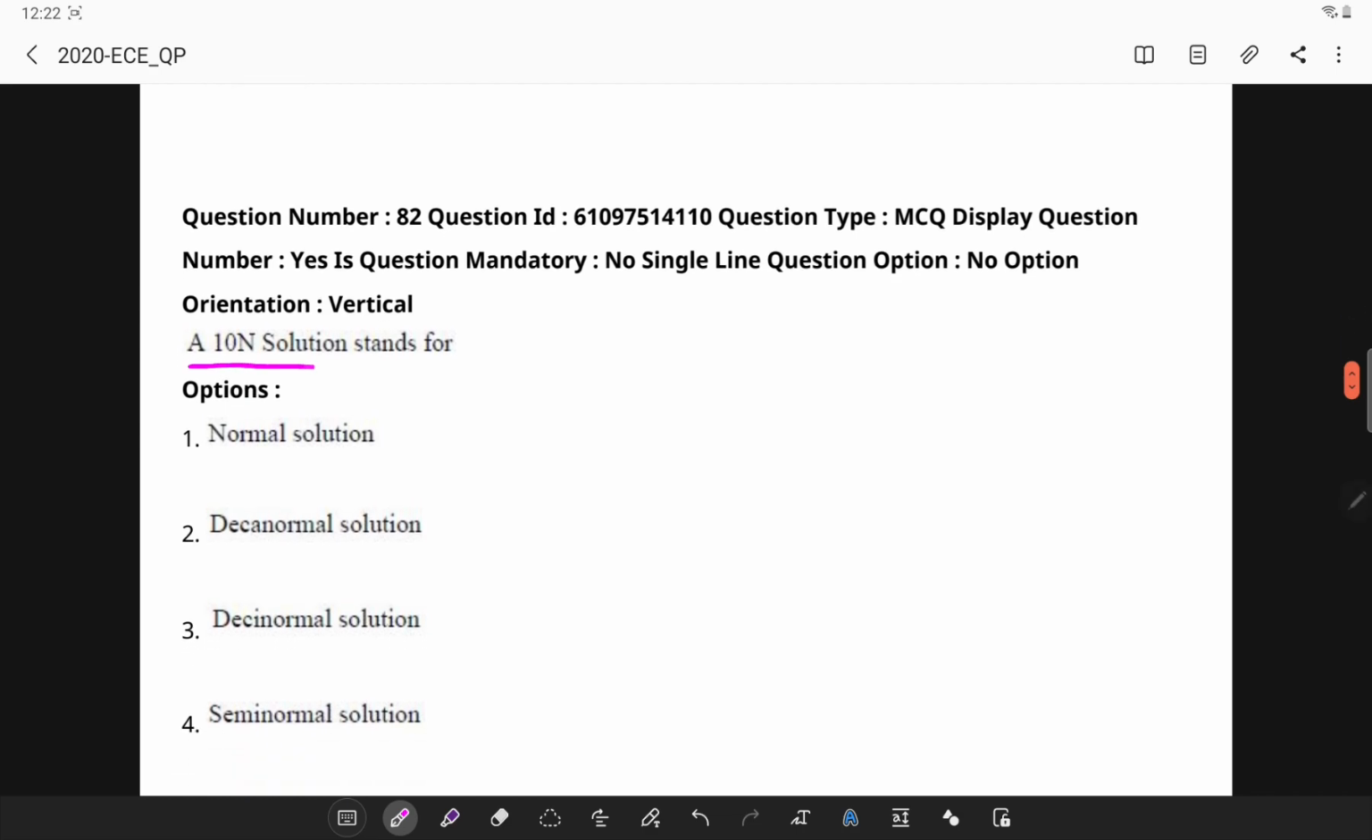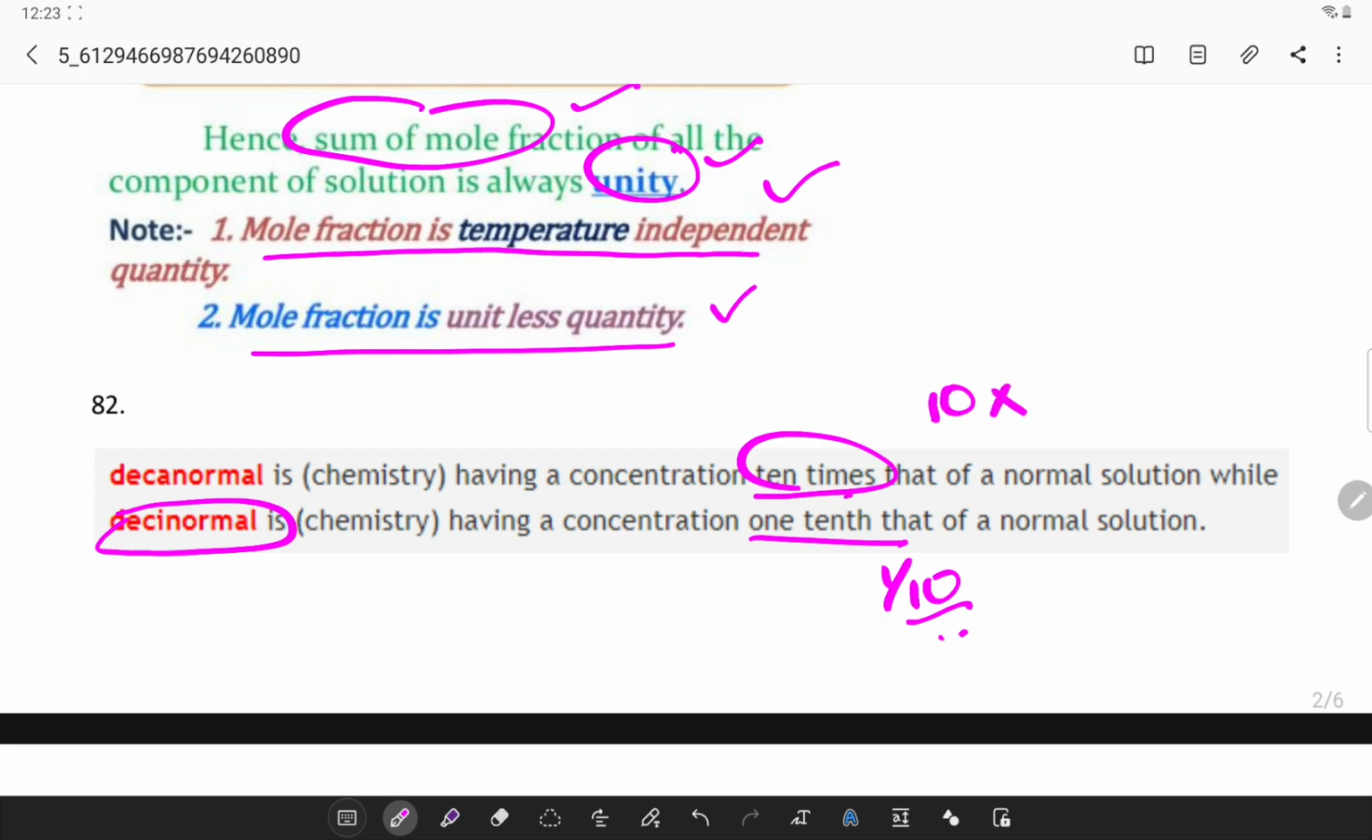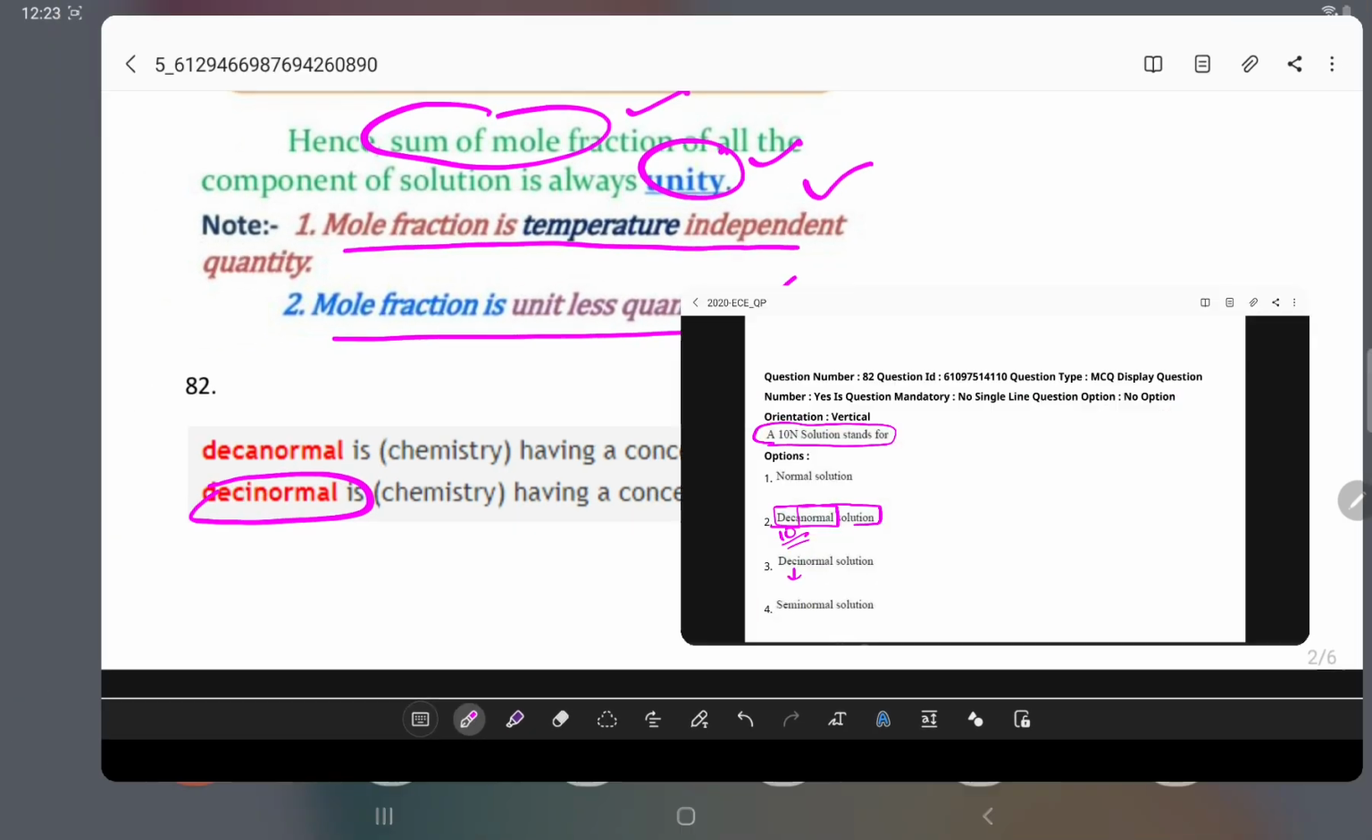So what exactly is a 10N solution called? It is called a deca normal solution. Deca is related to 10. So deci and deca have two different meanings. Decinormal is 1/10 of a normal solution, whereas decanormal is multiplication by 10, so 10 times that of a normal solution.